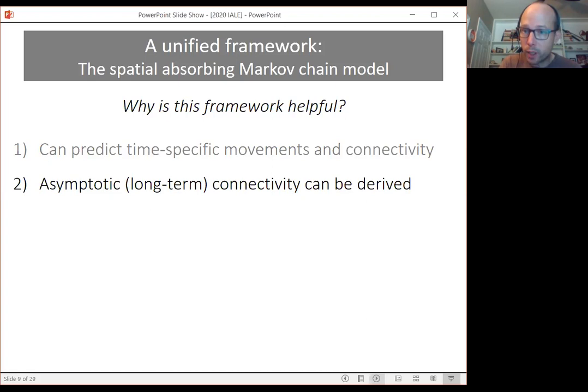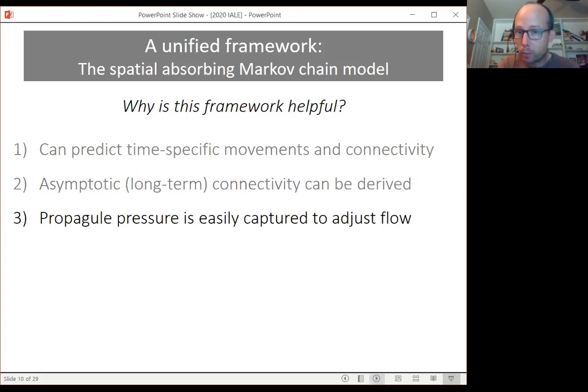We can also use this framework to not only have time-specific predictions, but long-term predictions as well, or asymptotic predictions. We can incorporate propagule pressure to capture and adjust the amount of flow or movement across a landscape, which is really important when we think about variation in species distribution or source sink dynamics, etc.